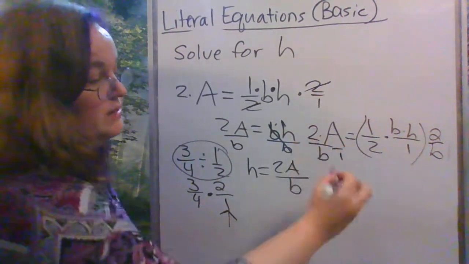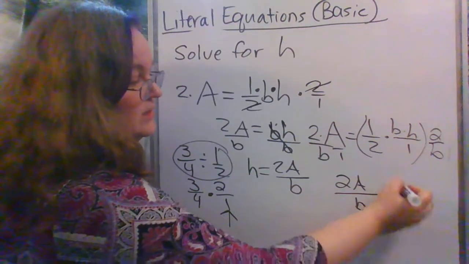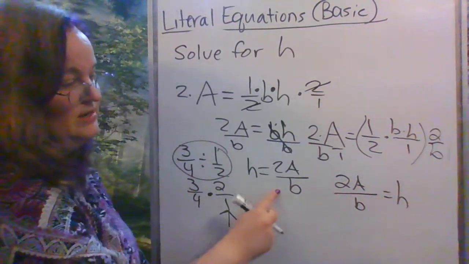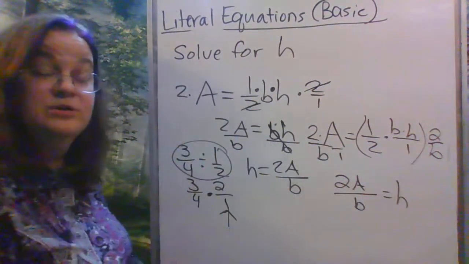Okay, so that becomes 2 times a over b times 1 is b equals h, which is the same thing that I just got. So I can do it in 1 step, or I can do it in 2, whatever I'm more comfortable with.